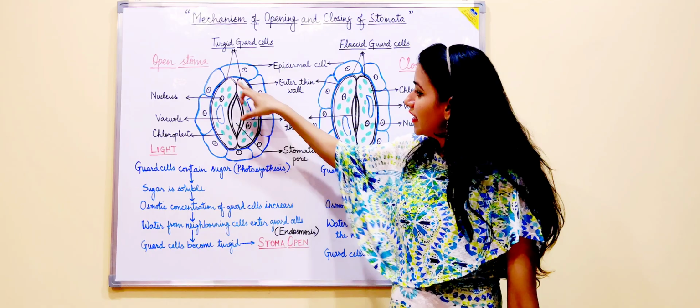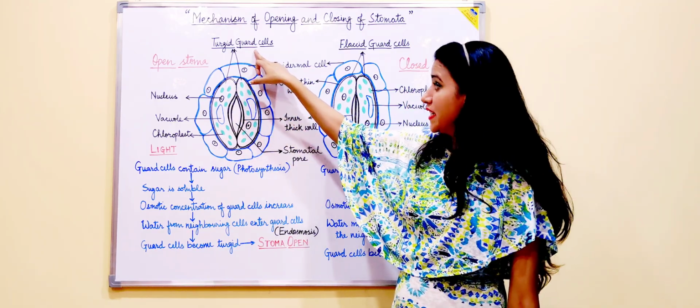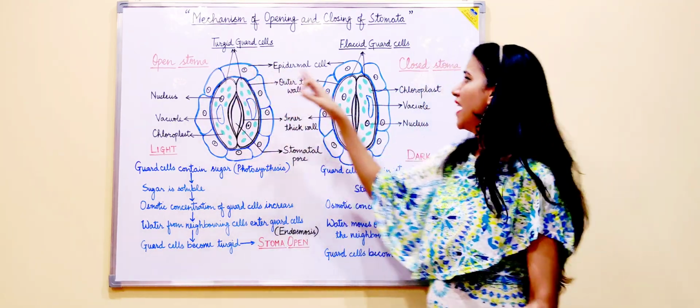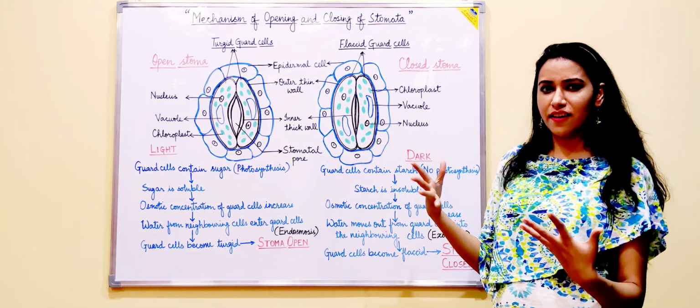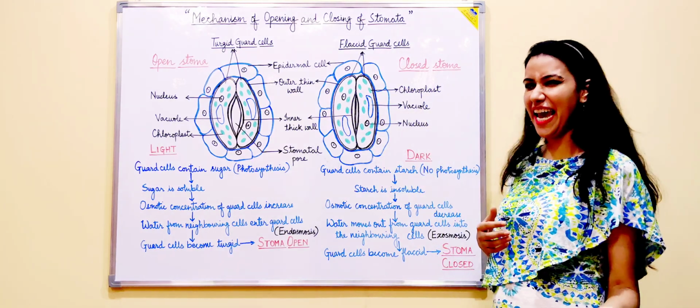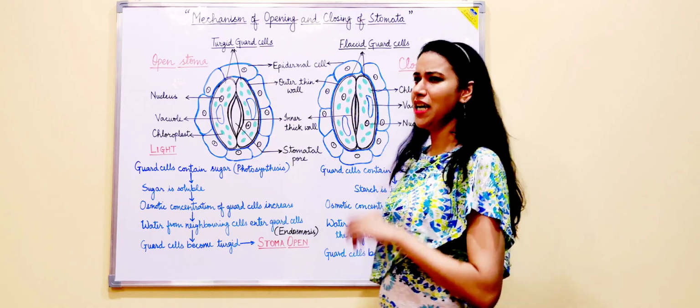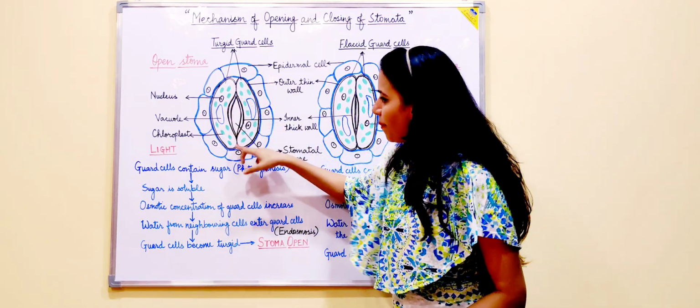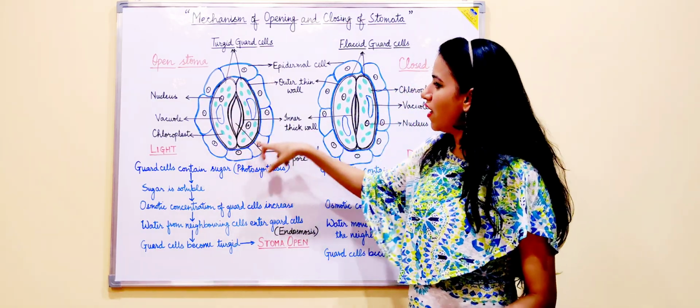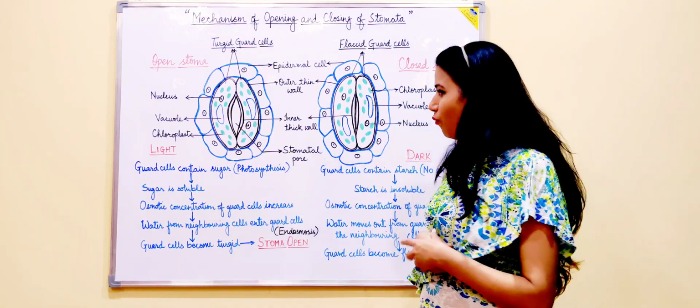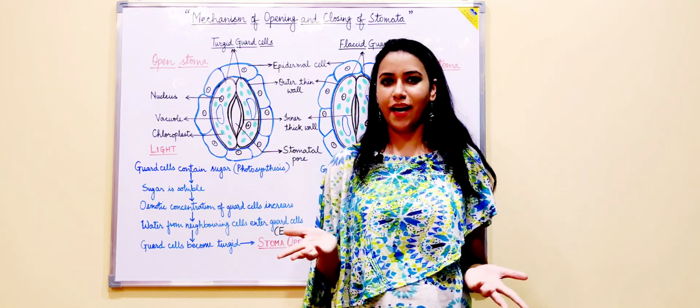Now these are the guard cells, right? Here in this case they're saying turgid, and in this case they're saying flaccid guard cells. That we'll know towards the end of the video, right? Right now focus on the shape. As you can see, a pair of guard cells that are kidney or bean shaped. Now what do the guard cells contain, right?